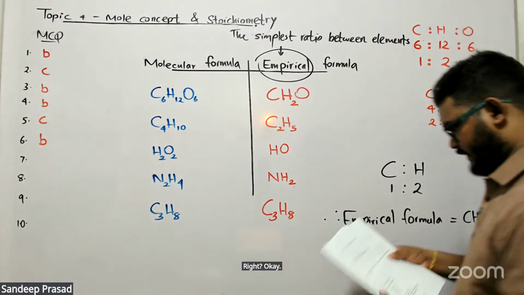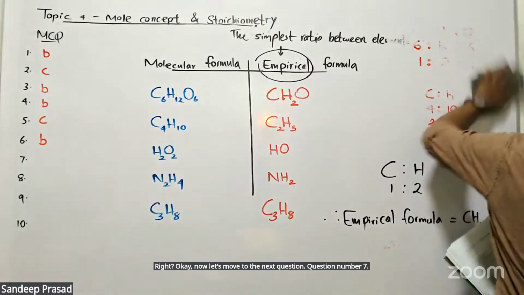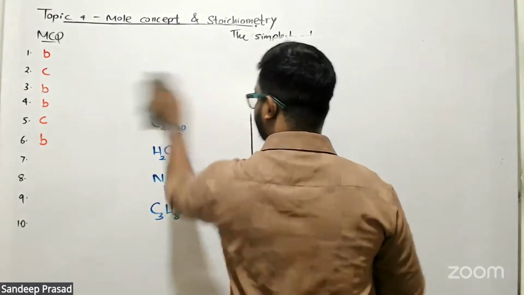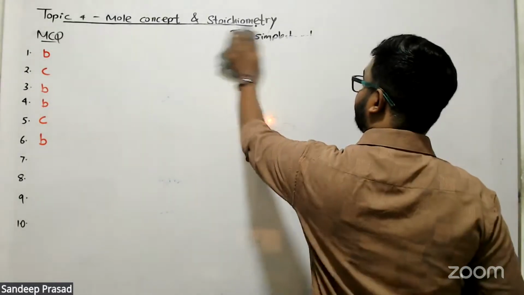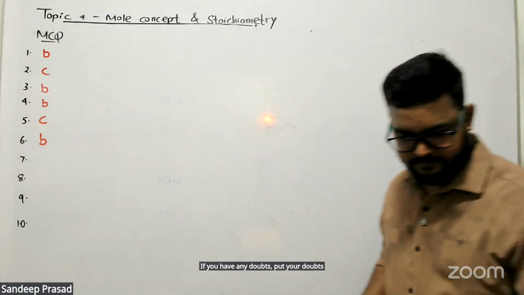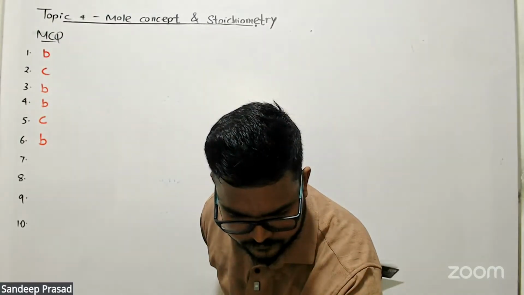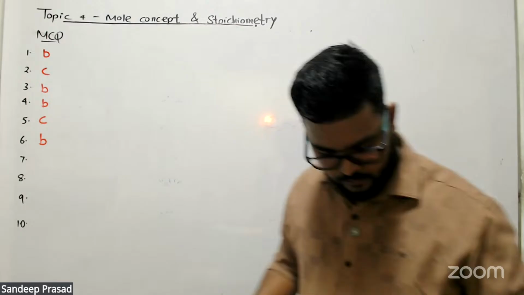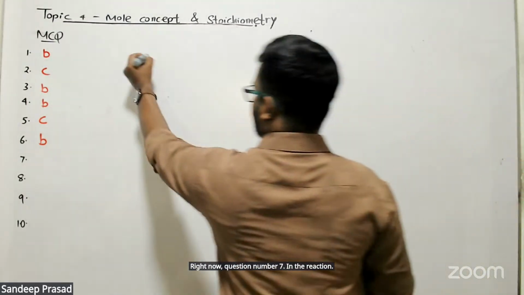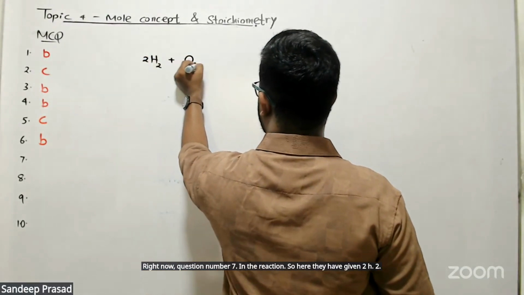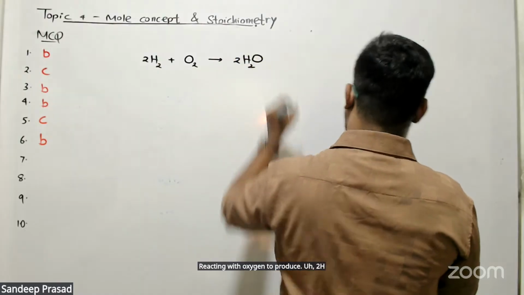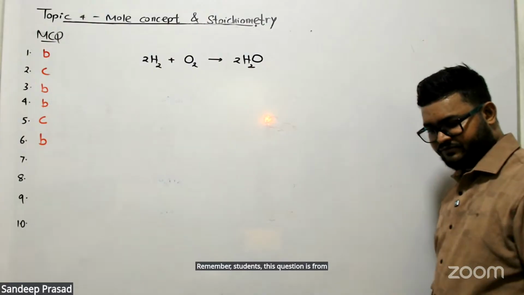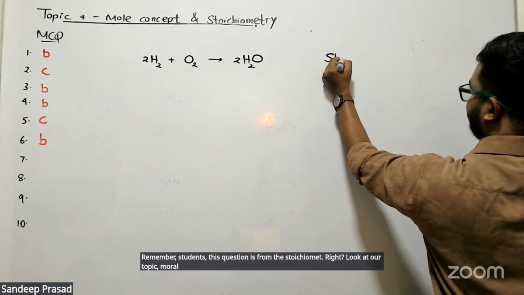Right. Okay, now let's move to the next question. Question number 7. Let's see. If you have any doubts, put your doubts in the chat box, okay? Right. Now, question number 7. In the reaction, they have given 2H2 reacting with oxygen to produce 2H2O. How many moles of H2O are produced from 4 moles of H2? Remember, students, this question is from stoichiometry. Look at our topic, mole concept and stoichiometry.